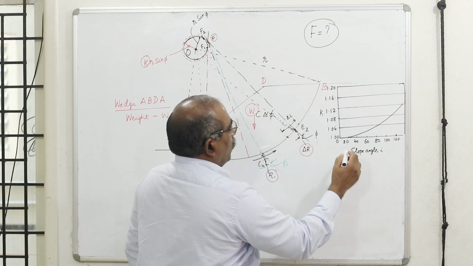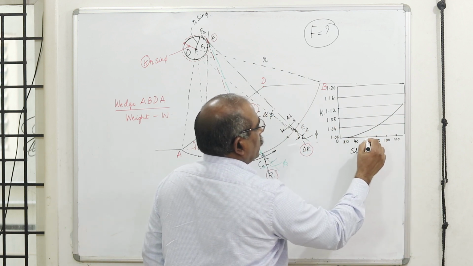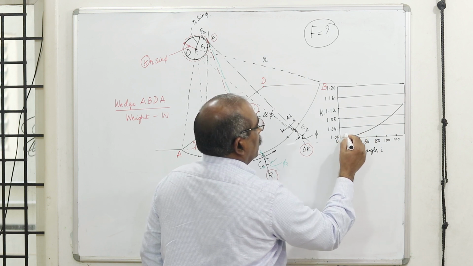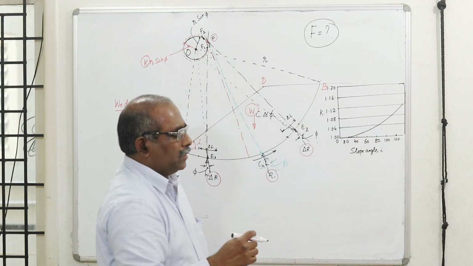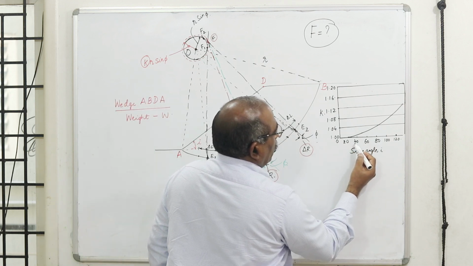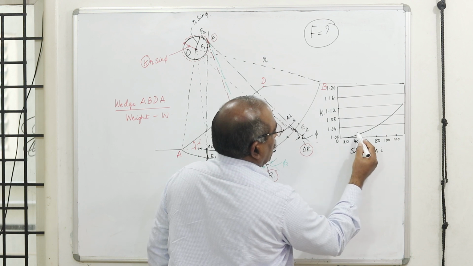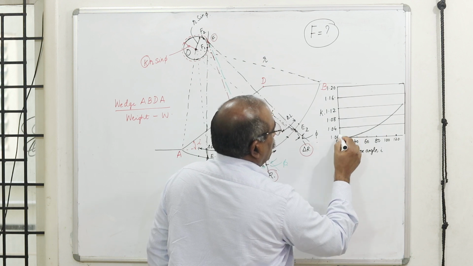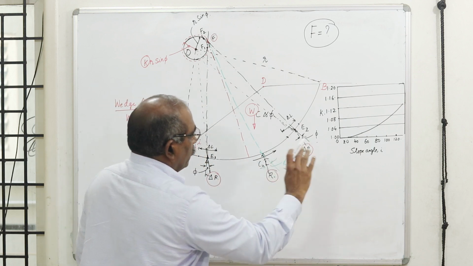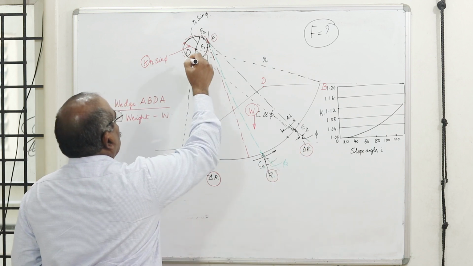Now, depending upon our slope angle, we can read out the value. If my slope angle is 45 degrees, I get a value of 1.02 something. It is quite small. Most of our slopes will be somewhere between 40 and 60 degrees, so you are not going to have much error introduced. Therefore we can neglect it and consider only the friction circle.